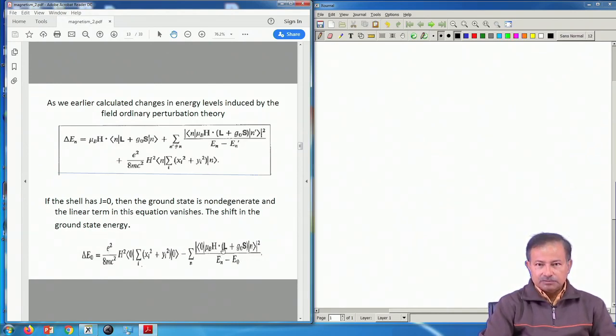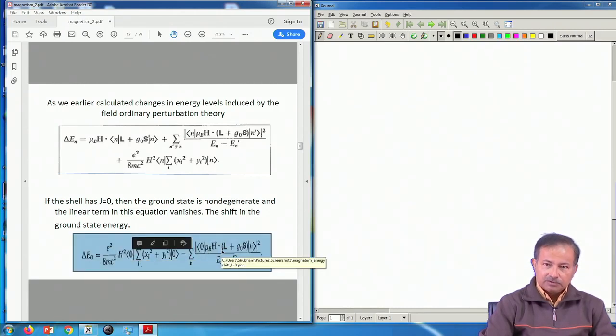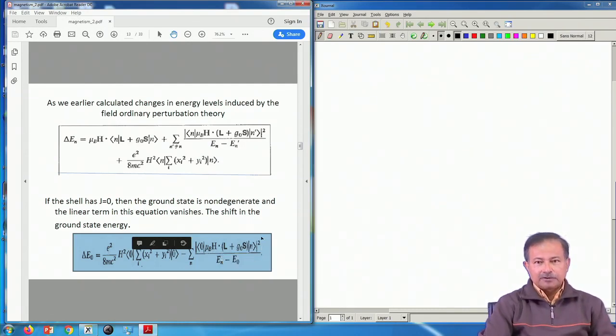Because E n is always greater than E 0, in that case in the non-degenerate system, this situation tells us that there is a negative contribution to energy, and this term will provide a positive susceptibility to the system. So this will be the Larmor diamagnetic contribution, the first one, and the second one will be a paramagnetic contribution coming from J equal to 0 shells, in the second order.